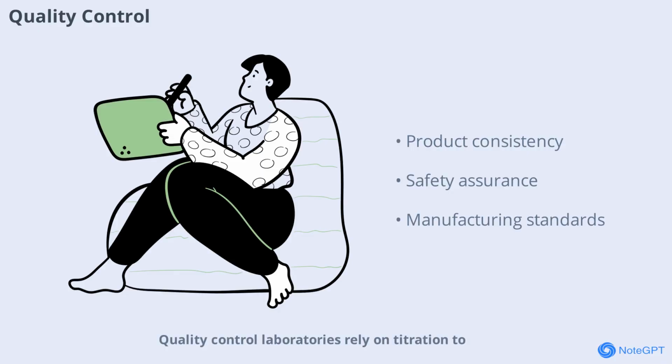Quality control laboratories rely on titration to verify the composition of products and raw materials. By ensuring that substances meet specified standards, titration helps maintain consistency and safety in manufacturing. Its precision and reliability make it a cornerstone of quality assurance processes across many industries.